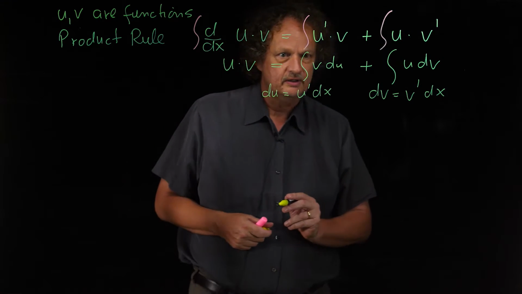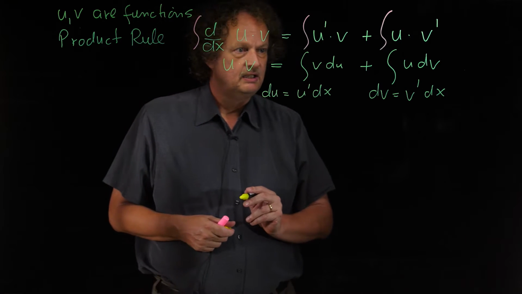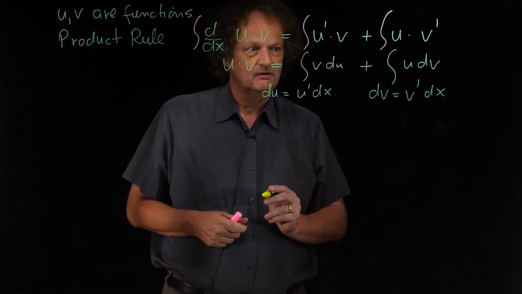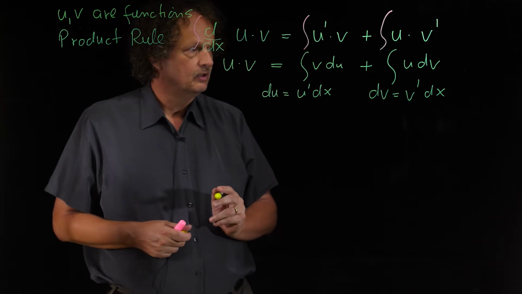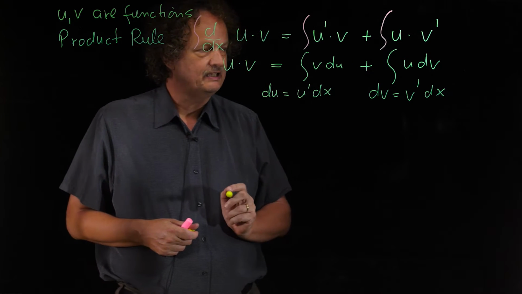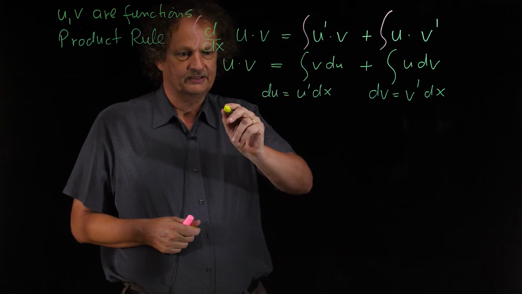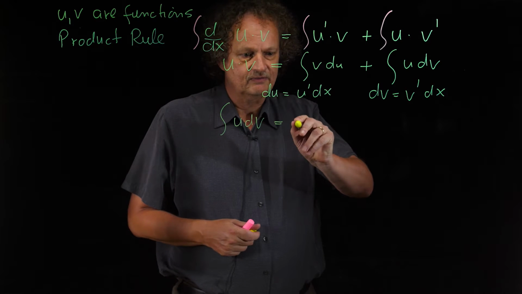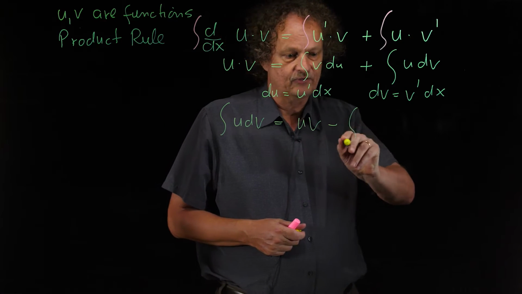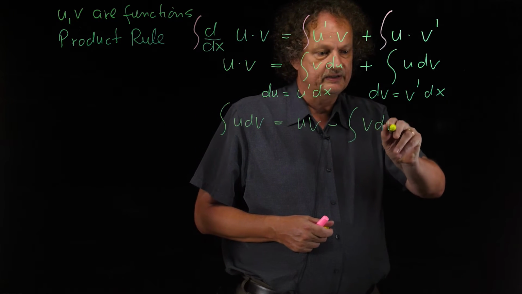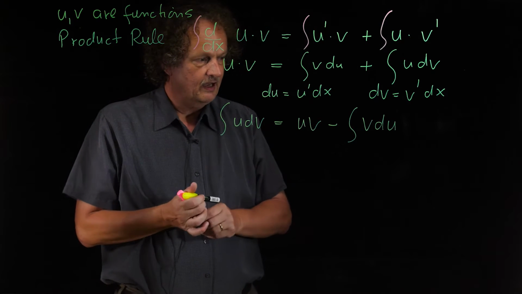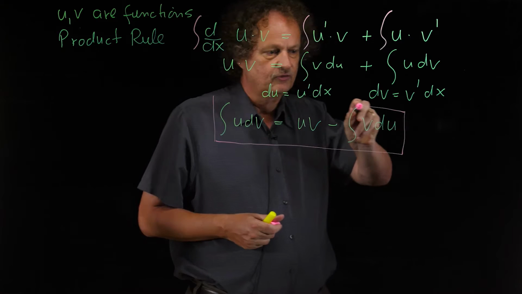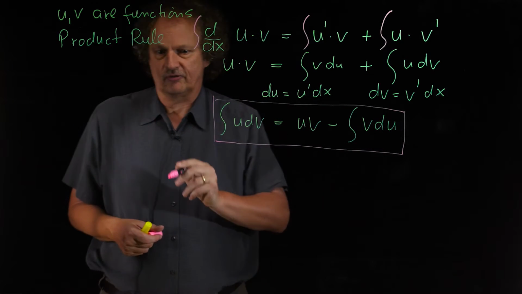Now, in order to get my rule, the only thing I have to do is subtract one of those two integrals on the other side. So I'm going to subtract the v du on the other side, and I'm going to write this as integral u dv is equal to uv minus integral v du. And this rule right here is called integration by parts.